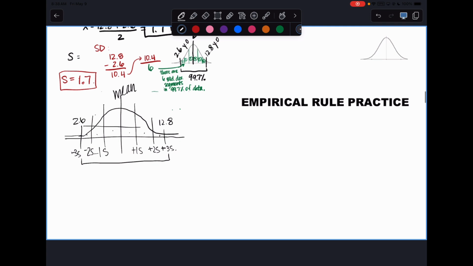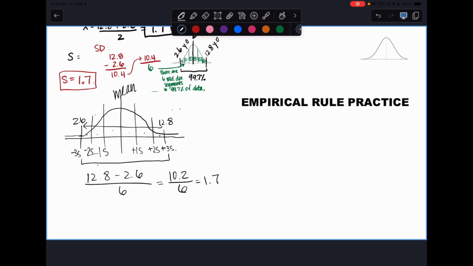What's the distance from 2.6 to 12.8? Would I add or subtract, to find the distance between the two numbers? I would subtract. So I'm going to subtract 12.8 minus 2.6 and divide it by 6 segments. And that would be 10.2, is that right? Divided by 6, and we should get 1.7.